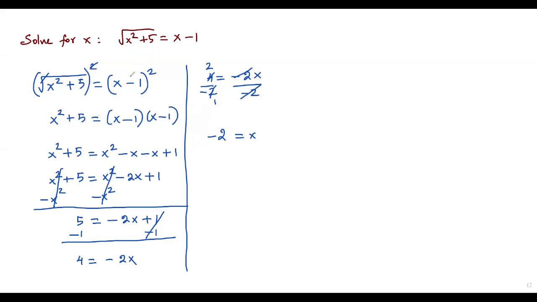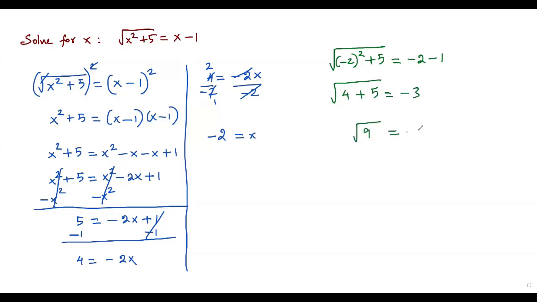Now let me plug in x = -2 into the given equation. I take the square root of (-2) squared plus 5. On the right side, we plug in -2 for x, so I'm getting -2 - 1. The evaluation of (-2) squared is just 4, so square root of 4 + 5. On the right side, when I combine -2 and -1, I'm getting -3. So 4 + 5 is 9, that is square root of 9 equals -3. The value of square root of 9 is just 3. I'm getting 3 equals -3.